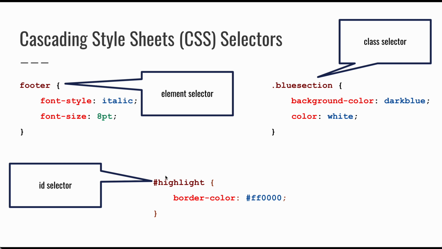With an ID selector, this is going to match or apply to any element that has an ID set to highlight. Again, the pound sign or octothorpe is only used for identifying that this is an ID selector. Any ID, ID equals highlight. This will then be this border color. And FF, this is RGB, so FF would be red, no green, no blue. So this would be a pure red color.